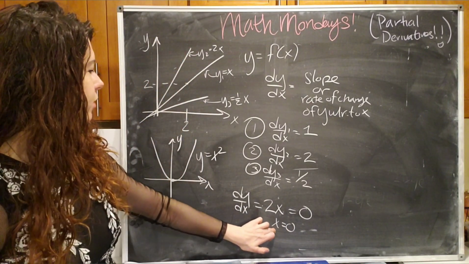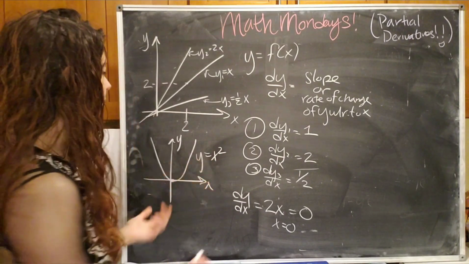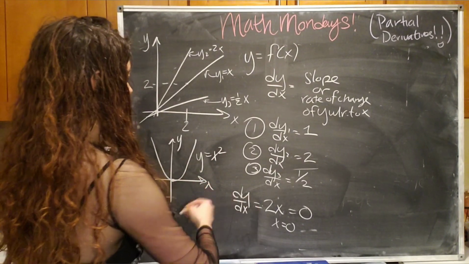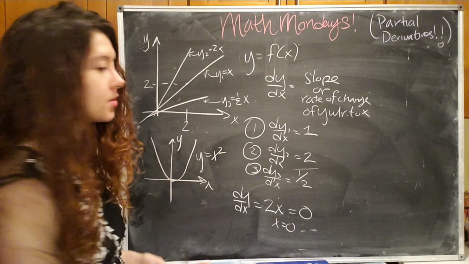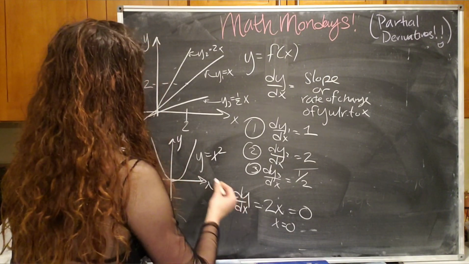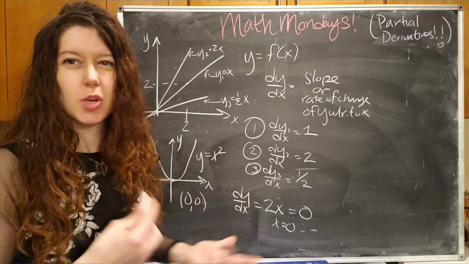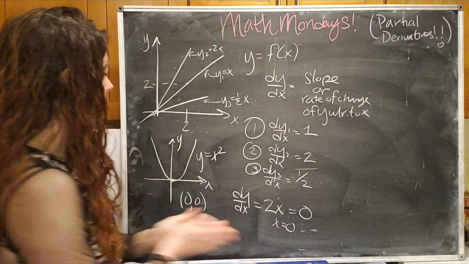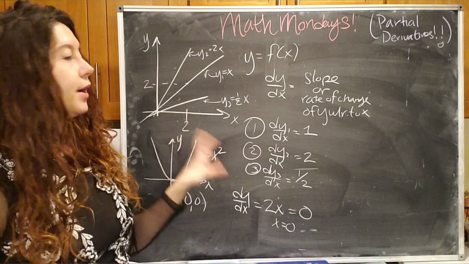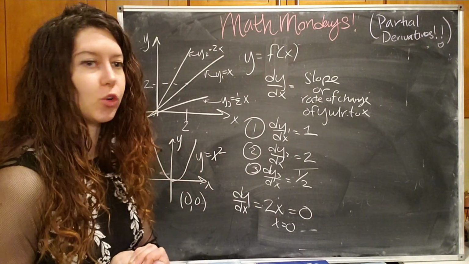And then what I would do is plug this back into the formula for y, and say, okay, well, when x equals 0, y is also 0. So in this case, the minimum occurs at (0, 0). And this will change depending on the formula that you have. Yeah, derivatives are super useful.